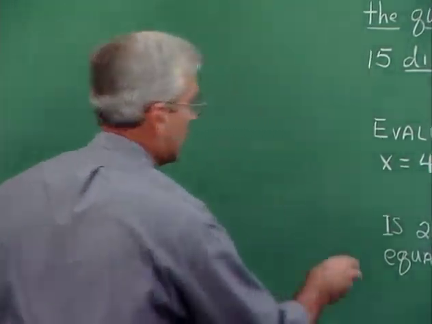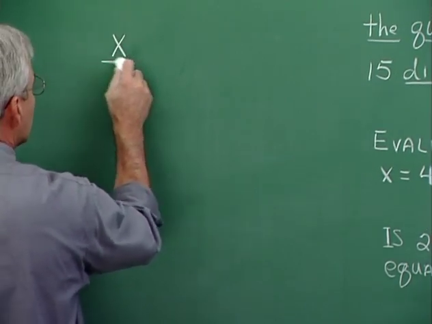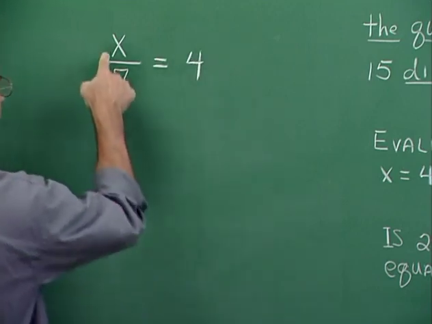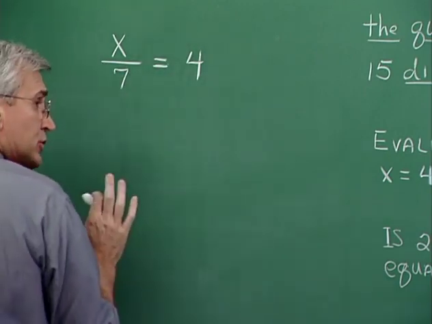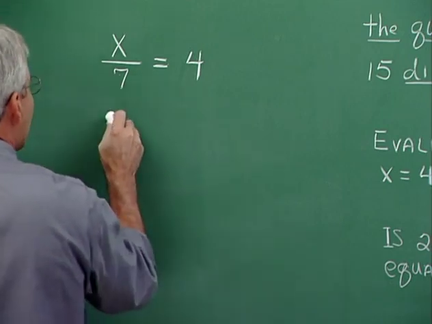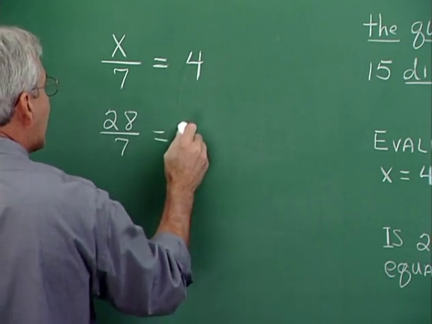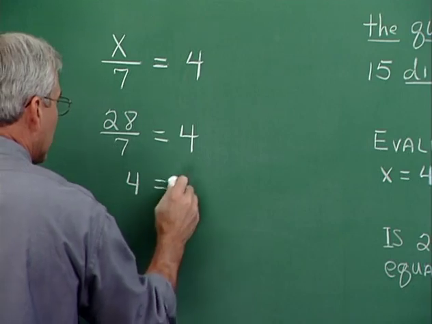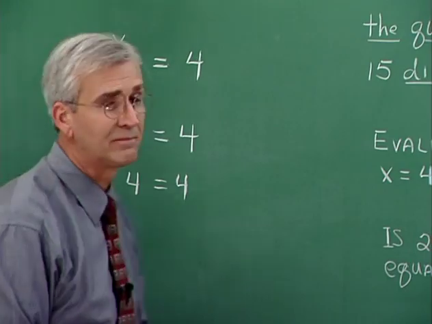Now, we're trying to find out if 28 is a solution to this equation. If it is, it's a replacement for x that causes this statement to be true. So to show that it is a solution, and it turns out to be one, we replace x with 28, and we illustrate that we have a true statement. 28 divided by 7 is 4. 4 is equal to 4, a true statement, therefore 28 is a solution.